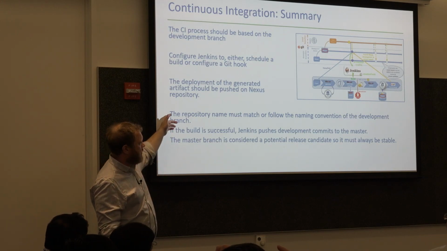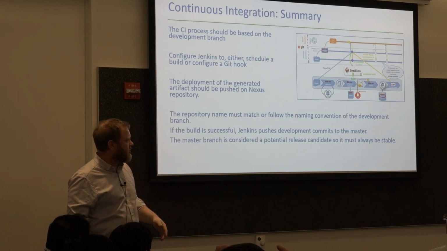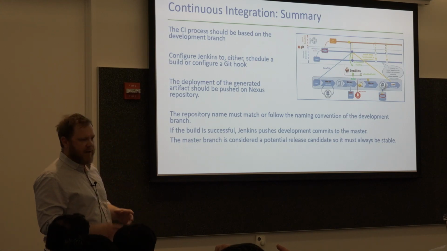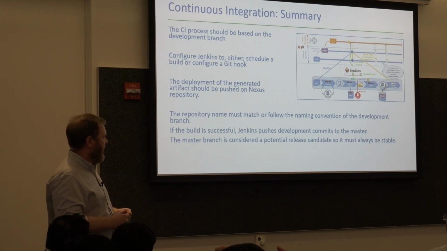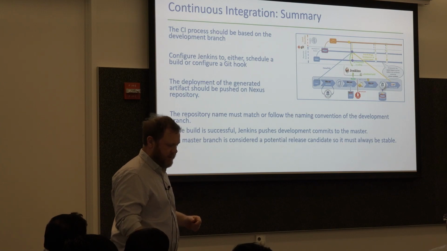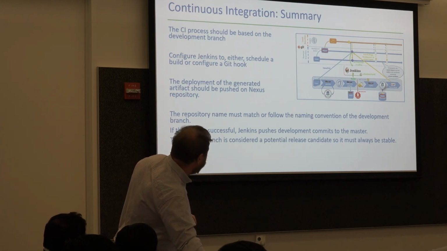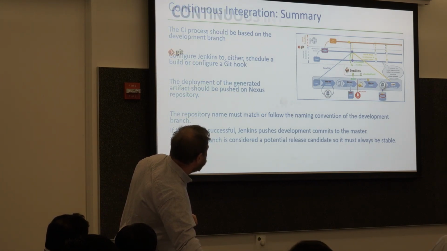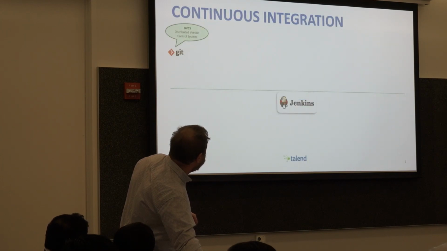This is just a couple of recommendations. Try and keep the naming convention really consistent between the development branch in Git and the Nexus repository, so it's easy to understand what's going on. So that was a summary, but let's step through what's happening.